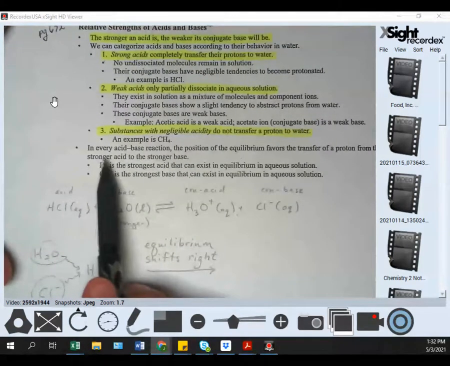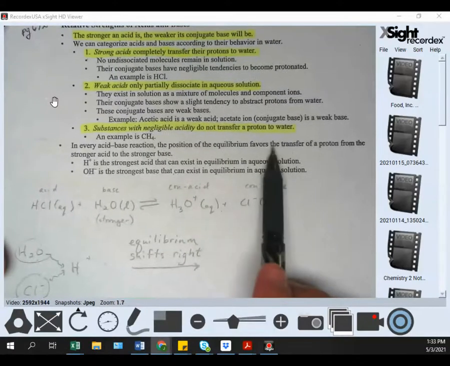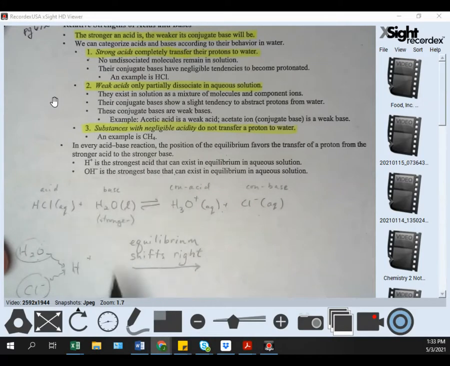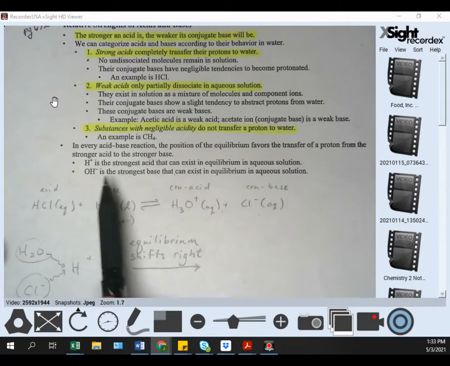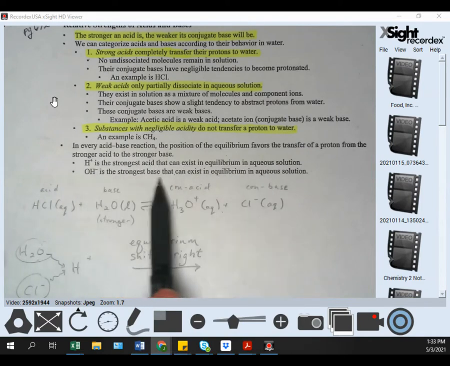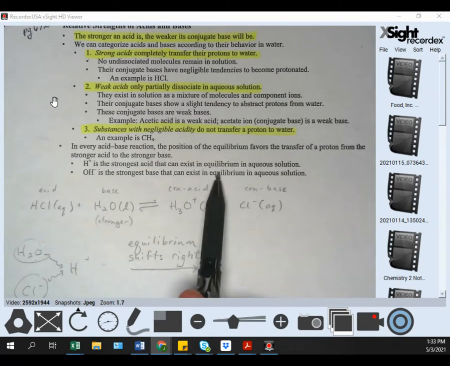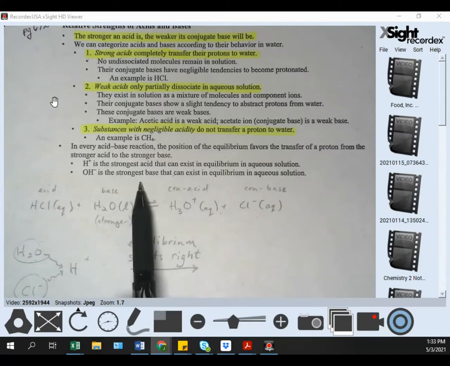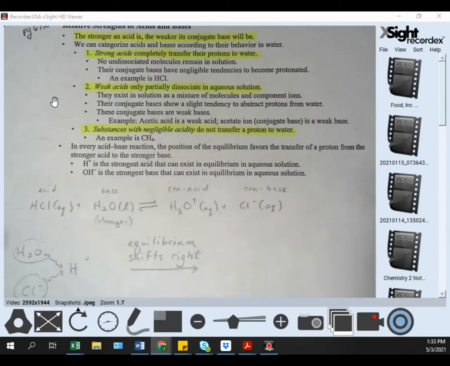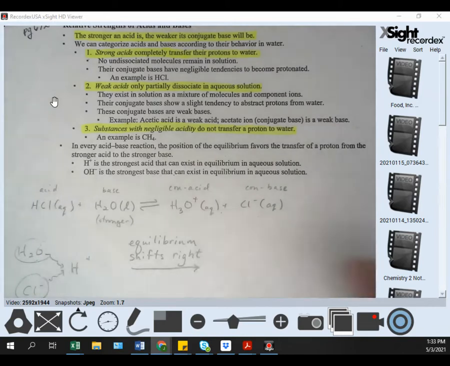Okay. In every acid-base reaction, the position of the equilibrium favors the transfer of a proton from the stronger acid to the stronger base. So H plus is the strongest acid that can exist in equilibrium. OH negative is the strongest base that can exist in equilibrium. That's why they use those to define acids and bases with the Arrhenius definition, because those indicate the presence of acid or base, as they turn into one or the other.